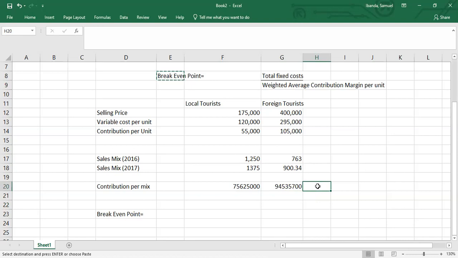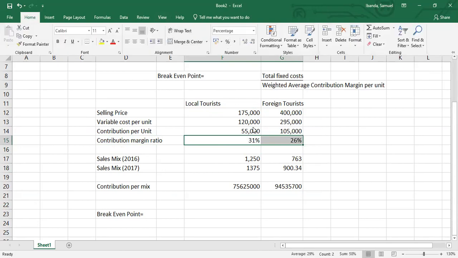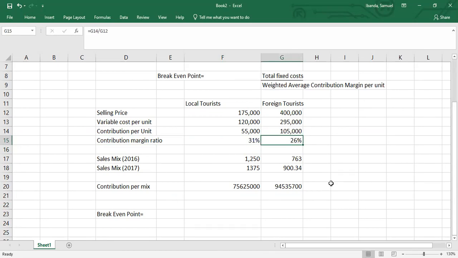Okay. The approach that I was going to take was to determine my contribution. You try out and see if you come to the same answer. The contribution margin ratio: I'll just get this, basically this divided by this, and put it in percentage. Okay, I have 31% and then 26%.